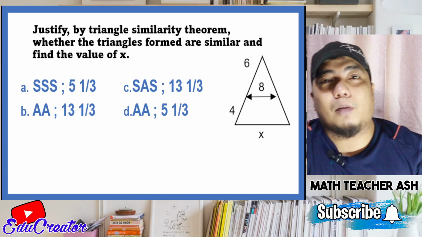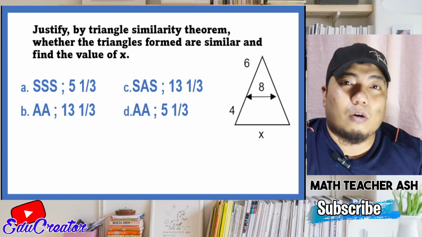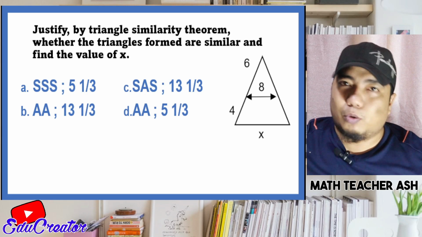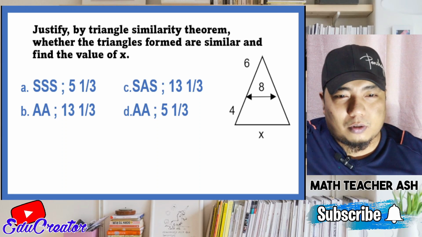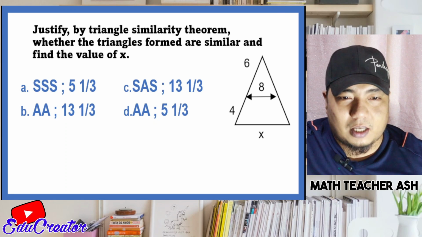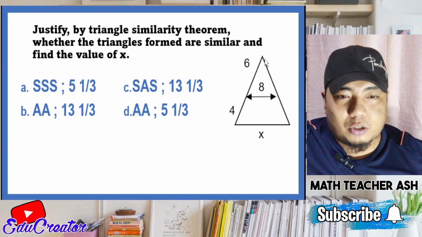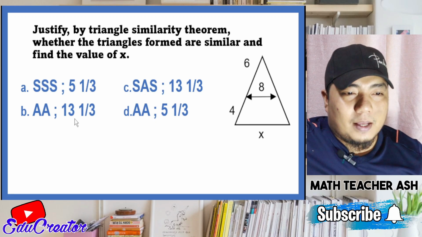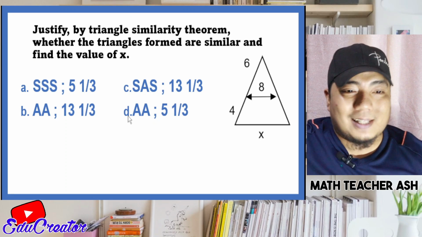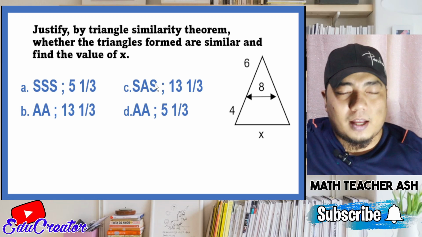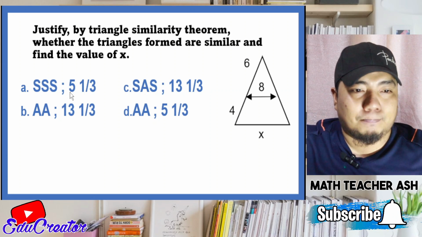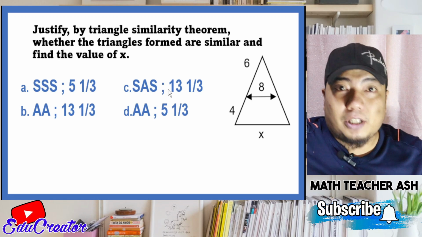Okay. Now, my dear math learners, the given here are all sides, right? And there are two sides given. There is no three sides. Okay. So as we can see, let's check the arrow here. Okay. Now there's no angle given here. So it is focused on two sides and two sides. So basically, B and D is already the wrong answer. It could be A or C. Now, how do we determine that the correct answer is 5 and 1/3 or 13 and 1/3?